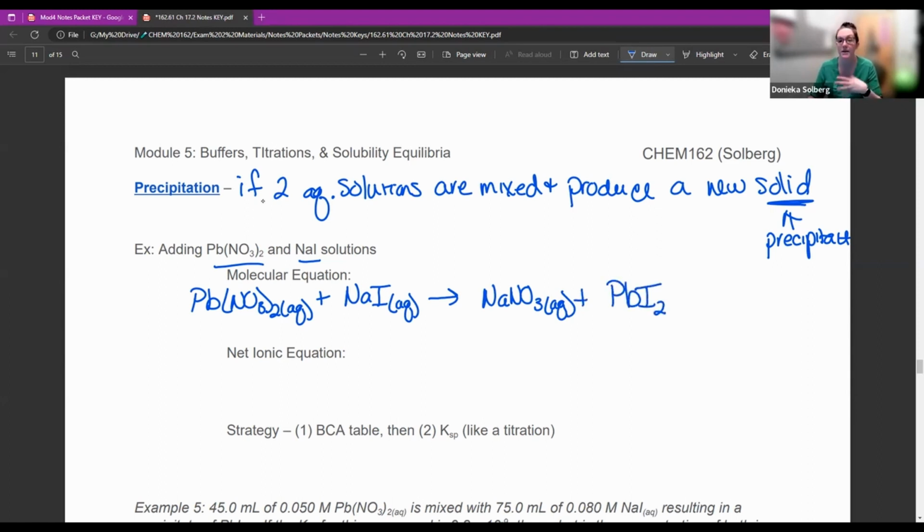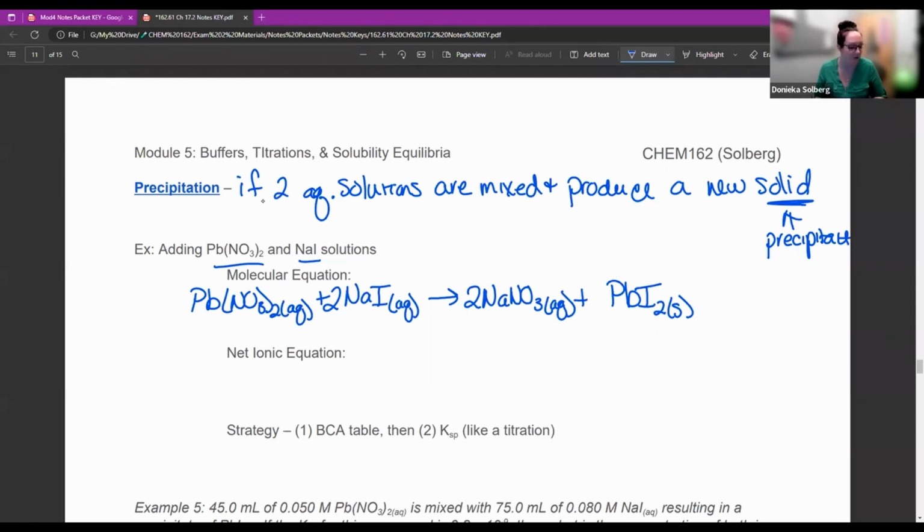Now, if I check my solubility rules, this is the one that's not very soluble. Anything with sodium or nitrate is completely soluble. This is not balanced, so I need a 2 here and a 2 here. This is the molecular equation for the double replacement reaction that happens when I add these together. It actually makes a bright yellow solid, and that is lead iodide.